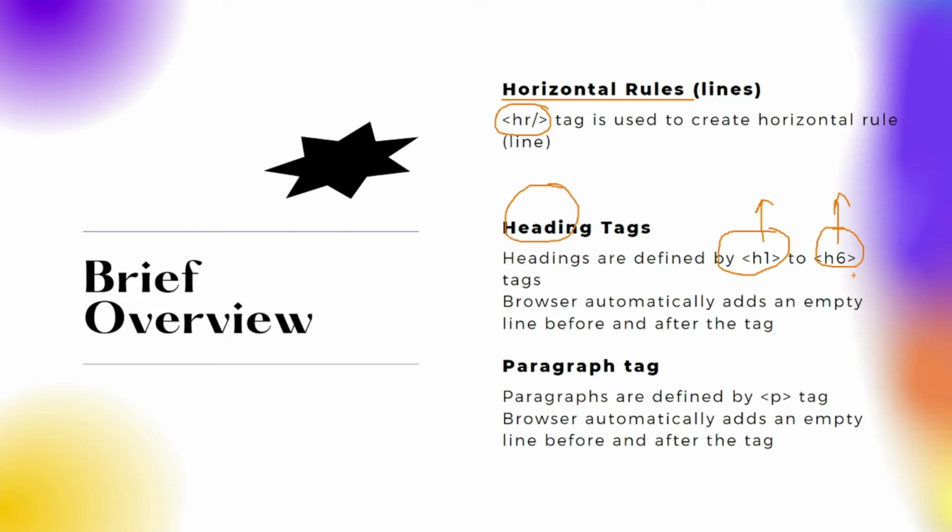The next tag is obviously the paragraph tag. We have already seen this tag, that is the P tag, right, which is used for paragraphs. Whenever we specify this paragraph tag within our HTML document, the browser will do the same thing. The browser will also add an empty line before and after this paragraph tag. So these are the 3 basic tags.